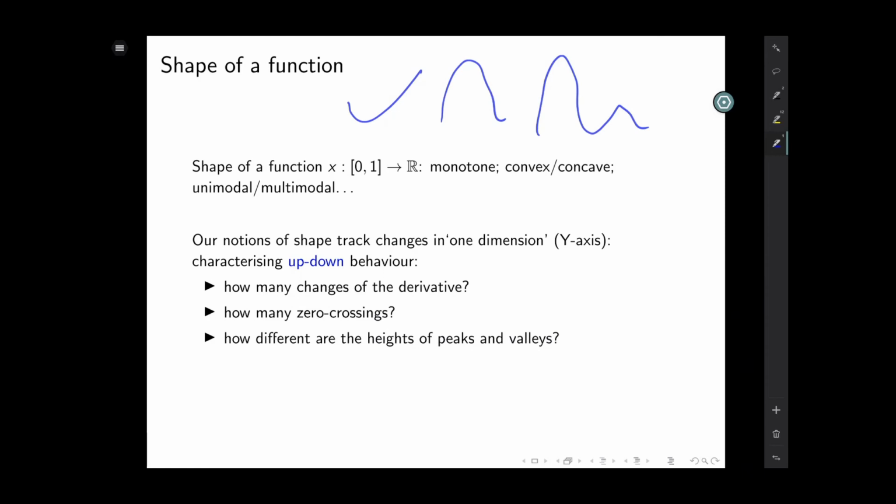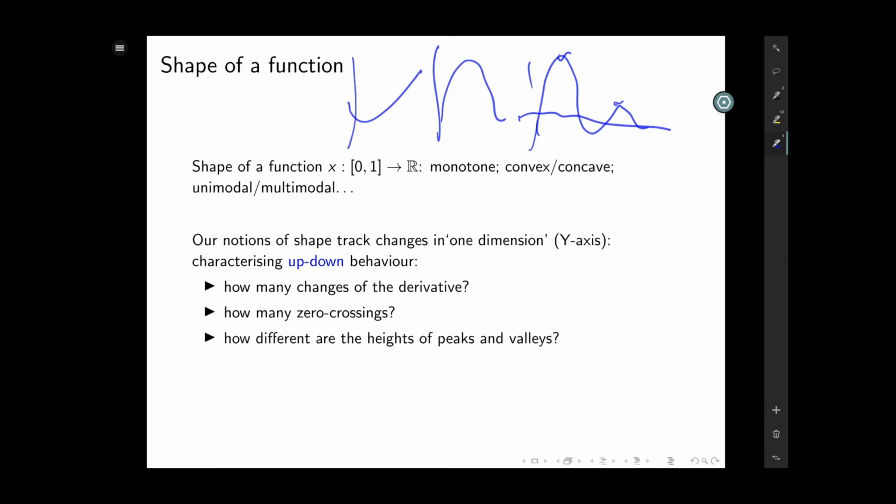Or more intuitively to the layperson, you might think of shape as those changes which occur mainly along the y direction, either in the forms of how many times the derivative of the function changes, or the number of times it crosses zero, how different are the heights of the valleys and the peaks and so on. These are very intuitive definitions of shape, and they are all correct in a certain sense. And what I'm going to try and do is to match this intuition to some kind of formalism and then see where that takes us effectively.